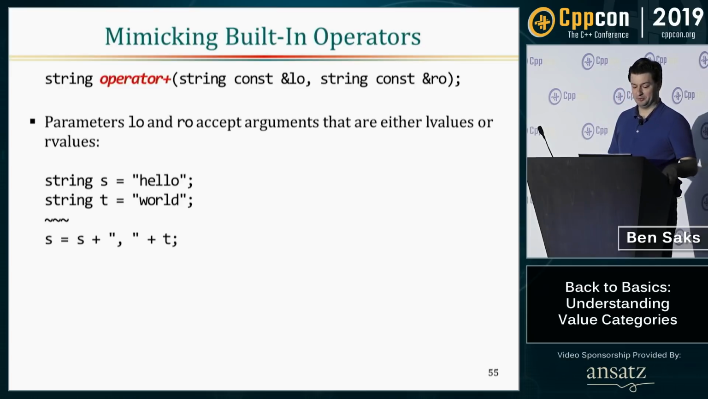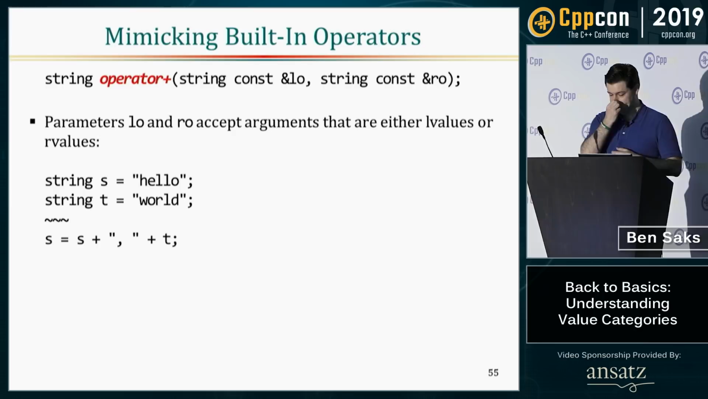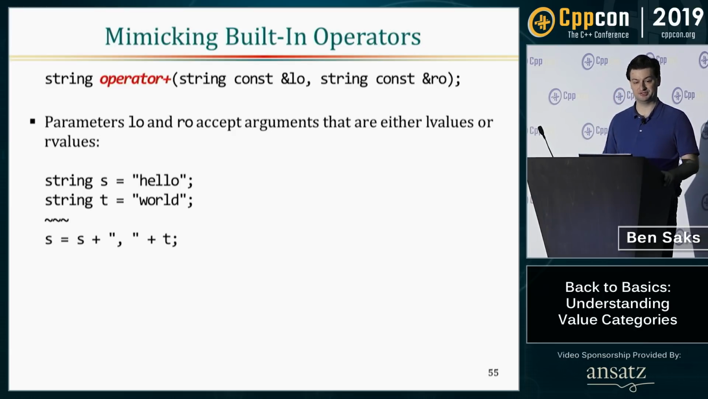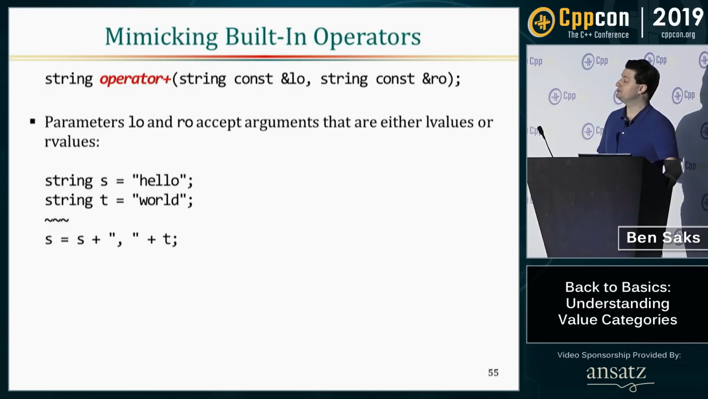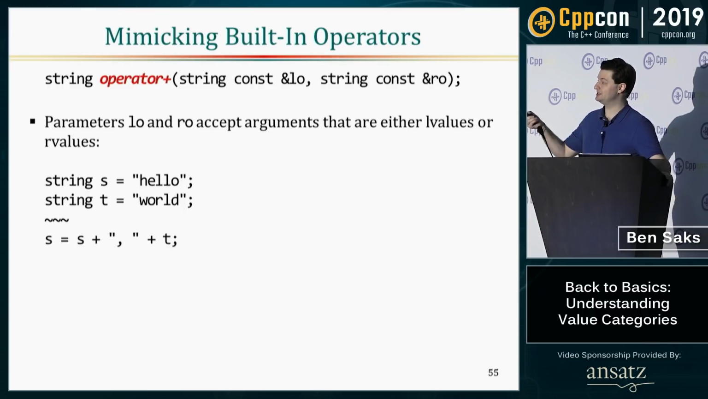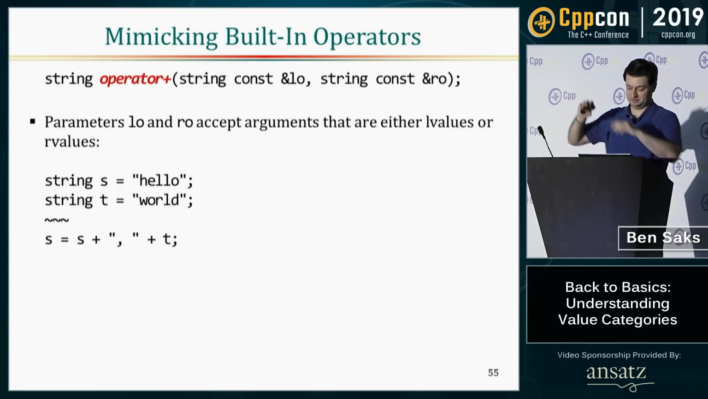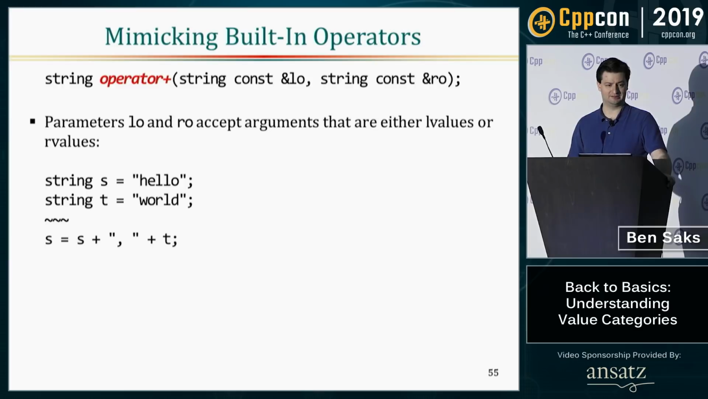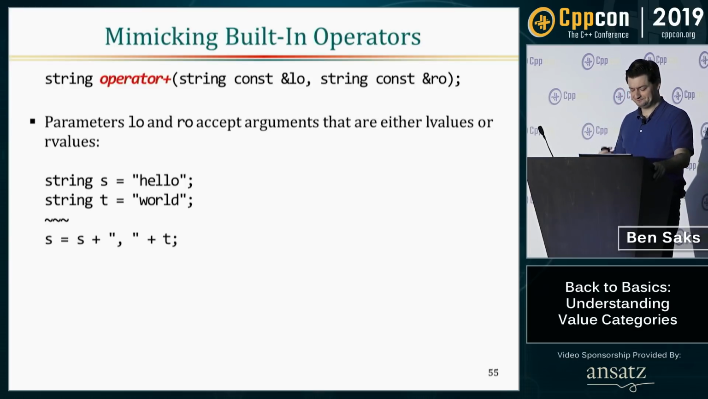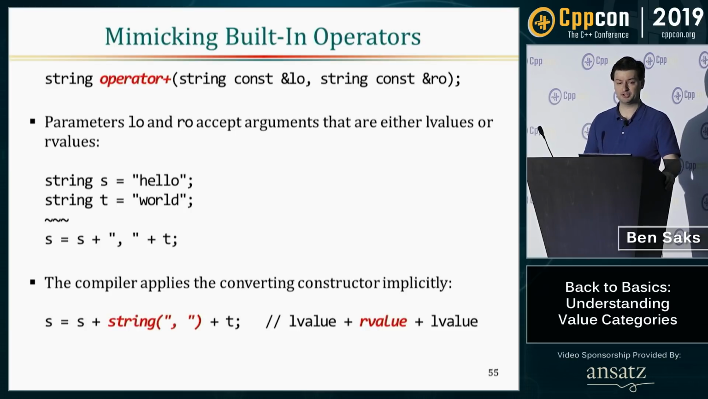So the plus operator takes its arguments by reference to const, which means that they will bind to either lvalues or rvalues of the appropriate type, which means that I can write something like this, where I have two strings, s and t, and then I can add those together so that I say s plus the string literal containing the comma plus t. And the compiler will interpret it like this.